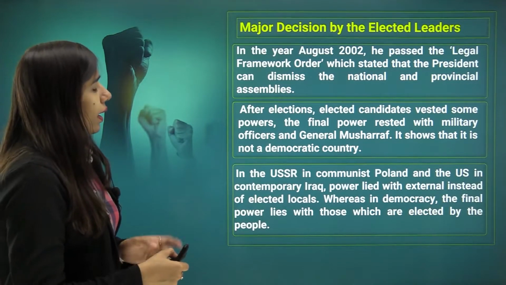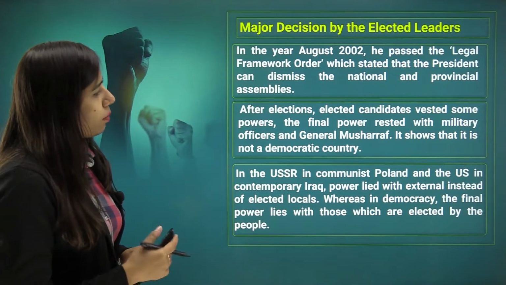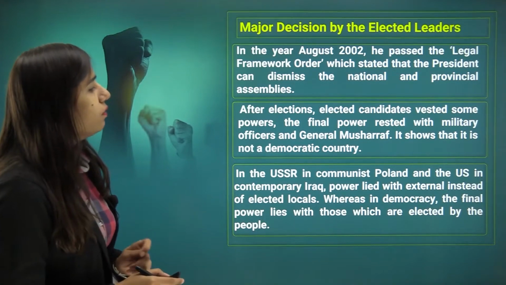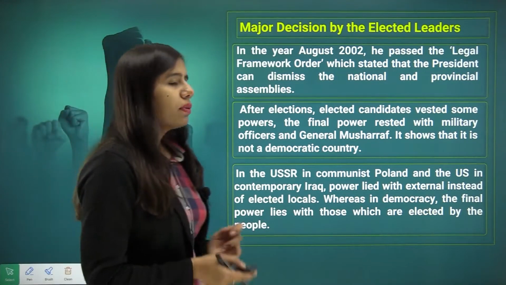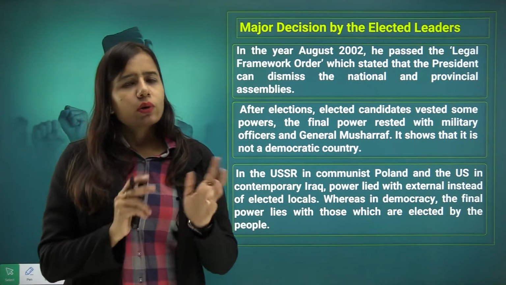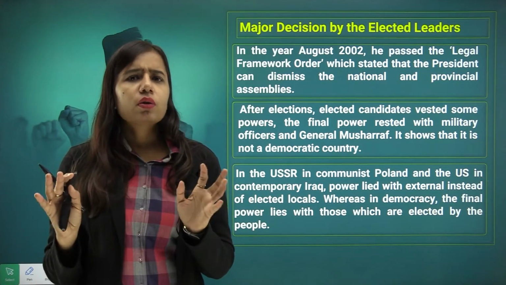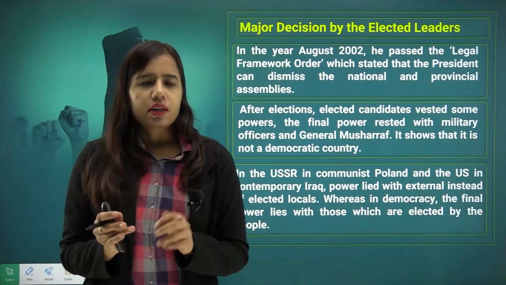Now, what happened in USSR? In the USSR, in communist Poland and the US in contemporary Iraq, power lied with externals instead of elected locals. Now you all must be knowing that during the Cold War era, US and USSR, they were the two poles. They were opposites of each other. They were competitors rather, I would say, right?